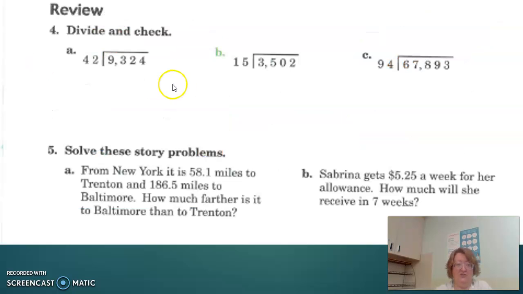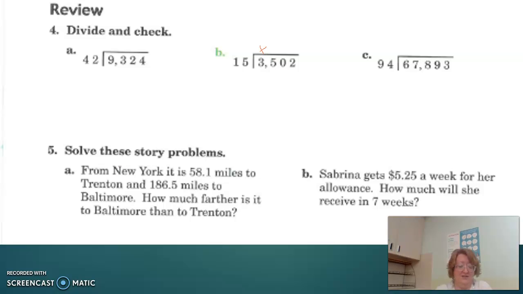Let's move on to the review section. Let's do letter B together. So the first thing we're going to ask is, can I buy a $15 toy with $3? What is the answer, class? The answer would be no, so we would be putting an X here.